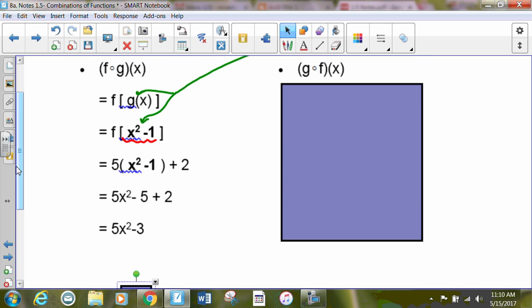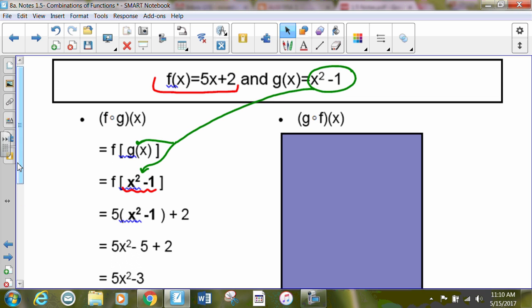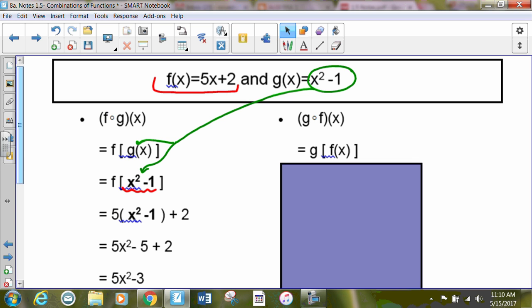So once again, we distributed, we combine like terms, and that's it. Do you think fog is going to be the same thing as goff? Yeah, I don't think so either. Sometimes it could be, but not this time. So here we go. We're going to remind ourselves that goff is g of f of x. Once again, don't mind that squiggly line underneath the f.